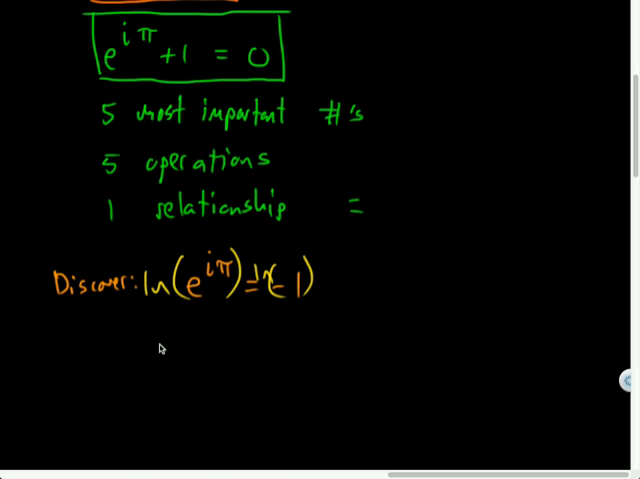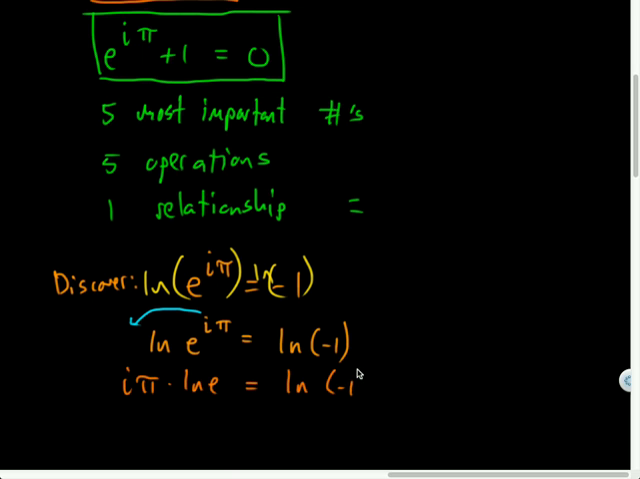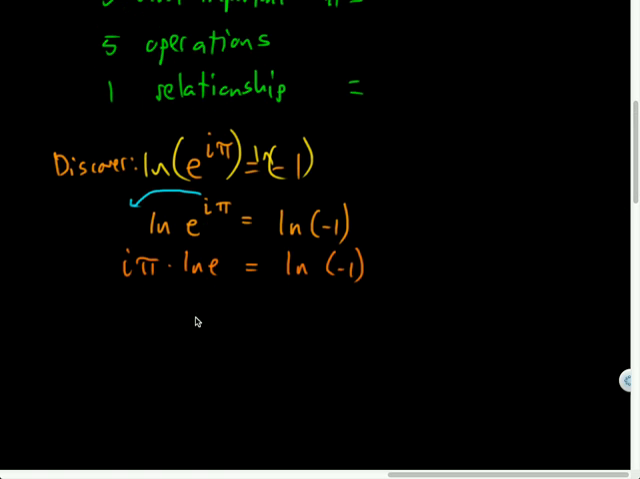So I'll end up with ln of e to the i pi, which is just i pi, equals ln of negative 1. Using our power property of logarithms, I can take this exponent out front, and I have i pi times ln e equals ln of negative 1. ln of e is 1, because e to what power is e? The first power. So I end up with the statement ln of negative 1 is equal to i pi.